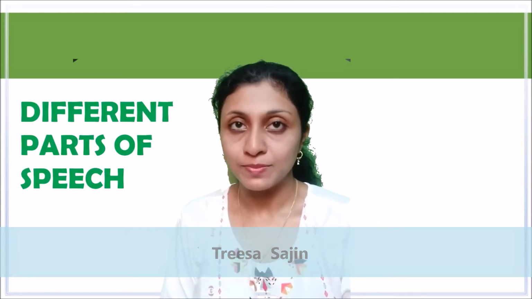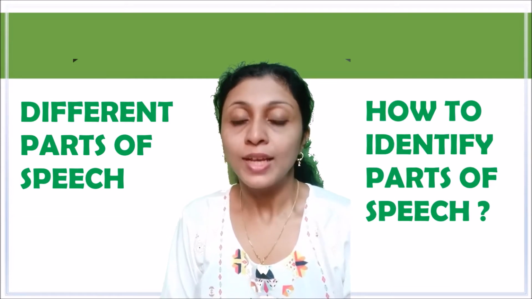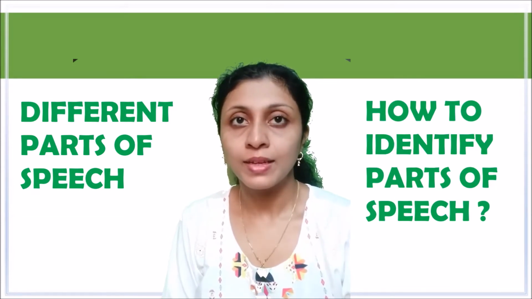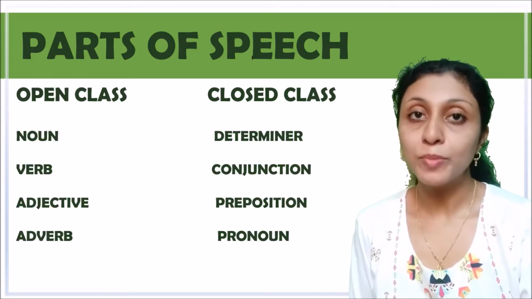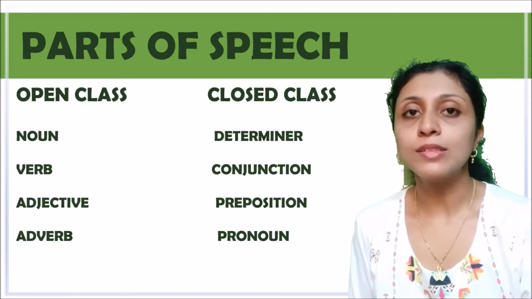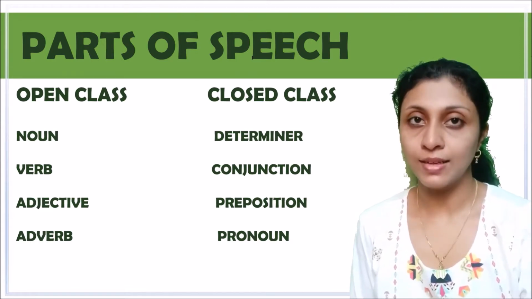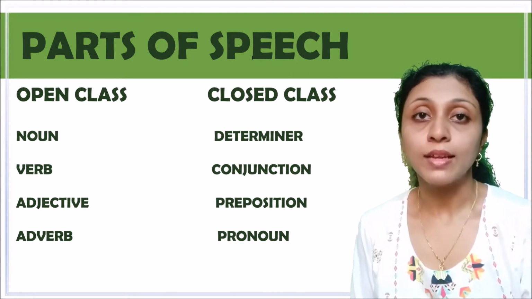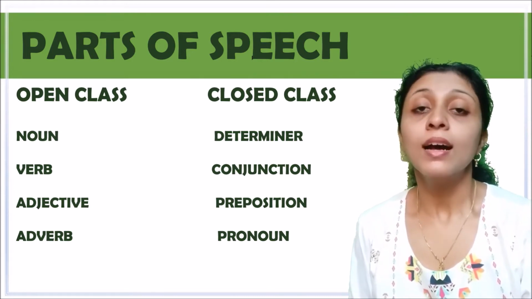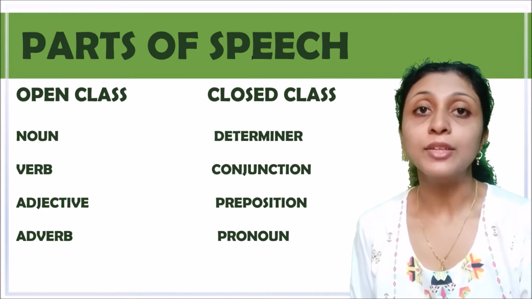Today's lesson is going to be about the different parts of speech. We are going to identify the different parts of speech in a sentence. So let's begin. Parts of speech include open classes as well as closed classes. What is an open class and a closed class? An open class is when you can add new words in the future, whereas a closed class, as the name suggests, you cannot add any new words.